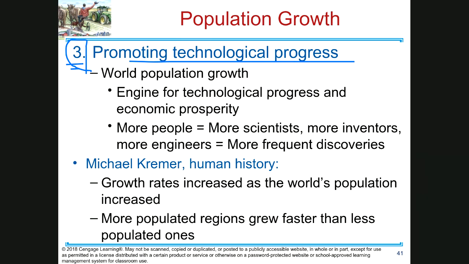Another economist here, Michael Kremer, is a historian. Human growth rate increased as the world population increased, and more populated regions grew faster than less populated ones. Yes.